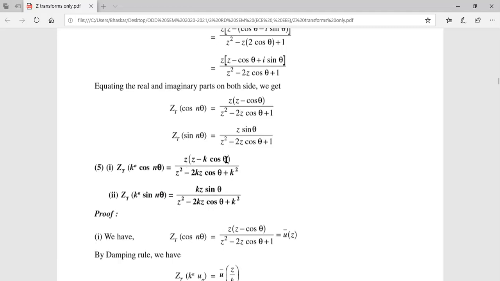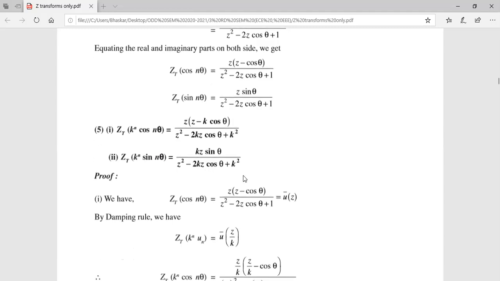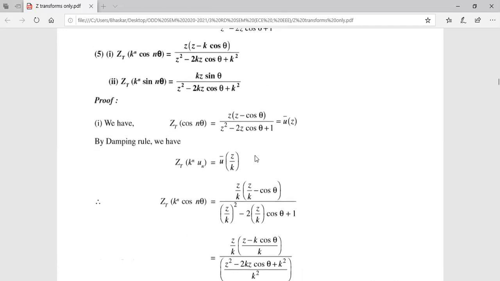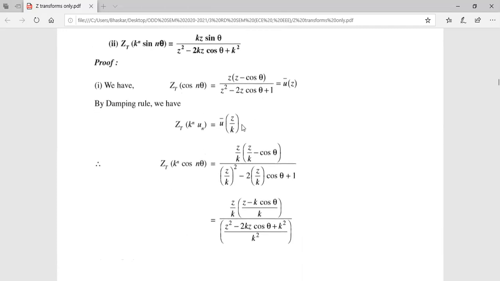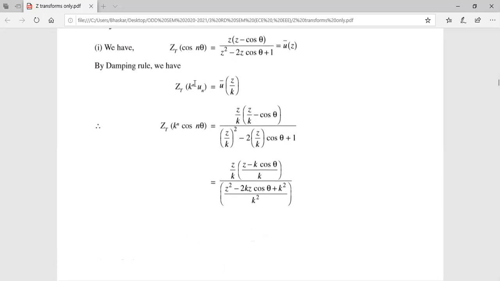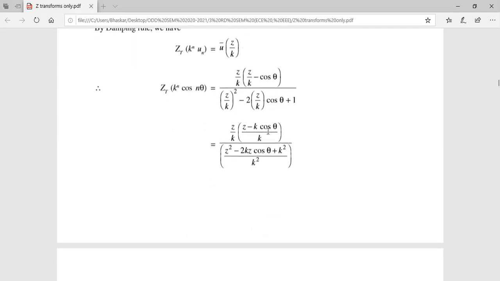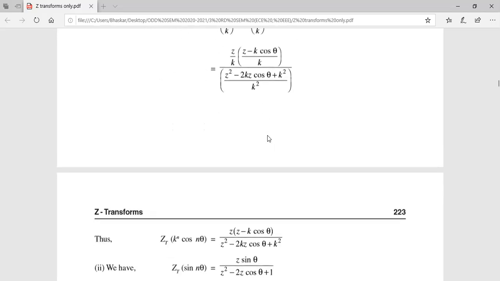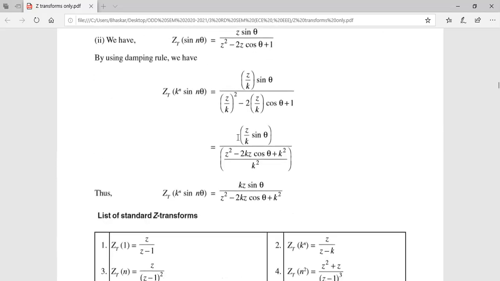We'll get z into z minus k cos theta divided by z square minus 2kz cos theta plus k square. And also the Z transform of k power n sin n theta becomes kz sin theta divided by z square minus 2kz cos theta plus k square. What is the concept? We are just applying cos n theta. We take k power n by applying the damping rule: k power n into u of z by k. Wherever z appears, substitute z by k, and k square will be cancelled. We get the same concept like this.